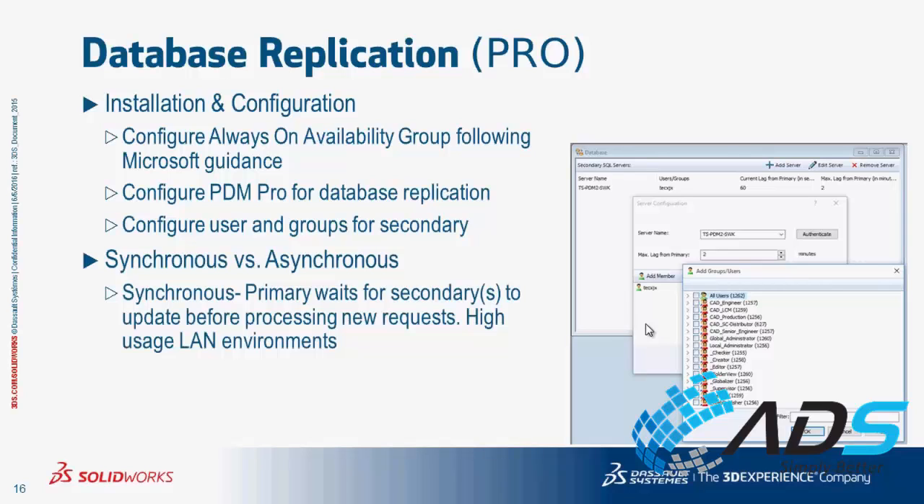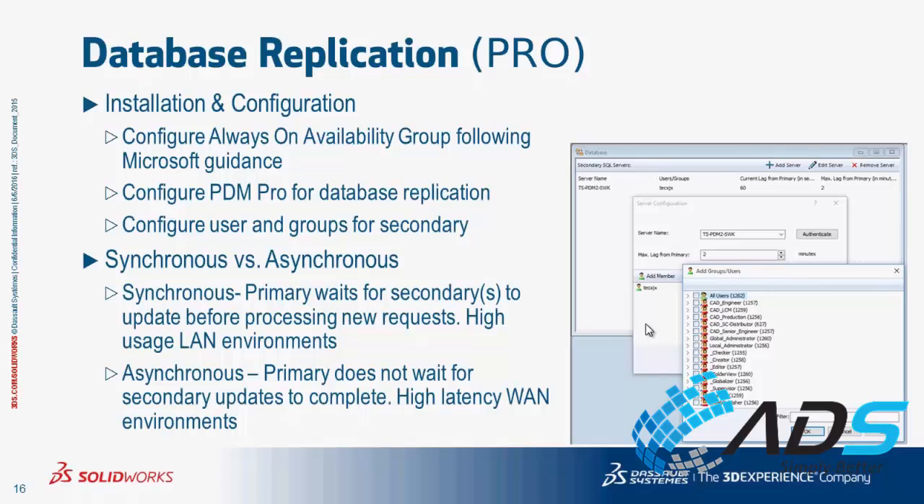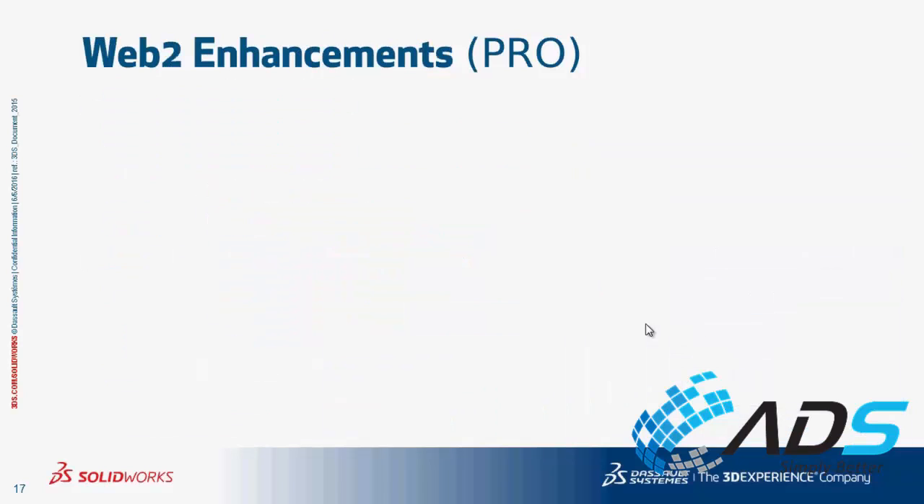So you would do this in a high usage LAN environment where you have great connection but just lots of users, because that happens instantly. But an asynchronous is where the primary doesn't wait for the secondaries updates to complete. It sends the instructions to the secondaries and can accept new commands. That would be used in a high latency WAN environment.